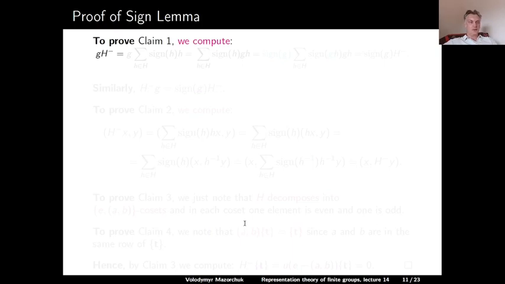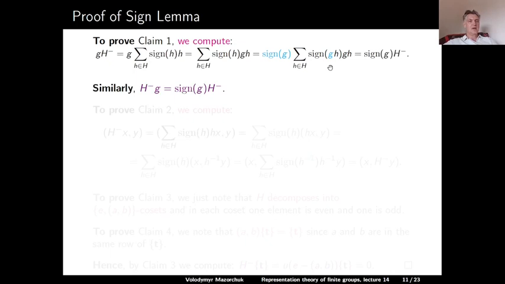To prove claim 1, we do the following computation. G times H minus is equal by definition to G times the sum over all elements H in H, sign of H times H. So we move G into the sum and multiply it with sign of G squared. So we get sign of G times the sum over all elements H in H, and then the sign of GH times GH. The sign is a homomorphism, so sign of G times sign of H is equal to the sign of GH. And since multiplication with G is just the permutation of the elements of H, this is equal to the sign of G times H minus. And similarly, one shows that H minus times G is the same thing, sign of G times H minus. And this proves claim 1.